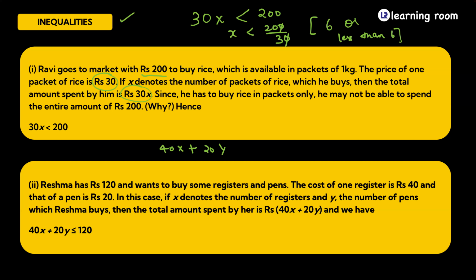So 40x plus 20y should be less than, in this case, what will happen is it will be less than or equal to 120. Why? Because both are factors of 120. Whereas in the previous case, it was not the scenario. So had it been 20, you could have written 20x is less than or equal to 20, right? So 40x plus 20y is going to be less than or equal to 120. Did you understand when to use the equal to symbol and when not to use?